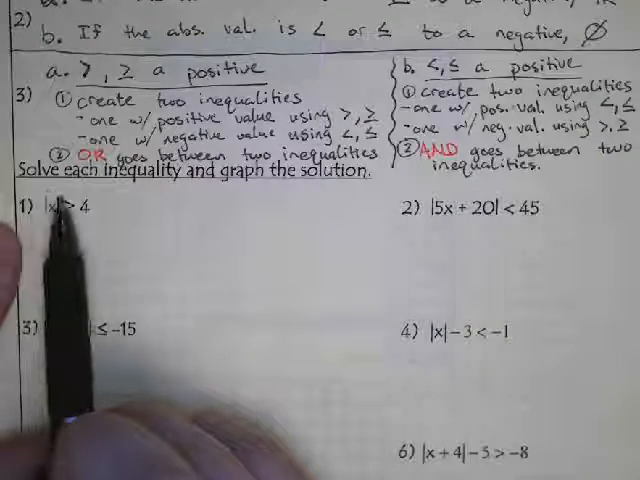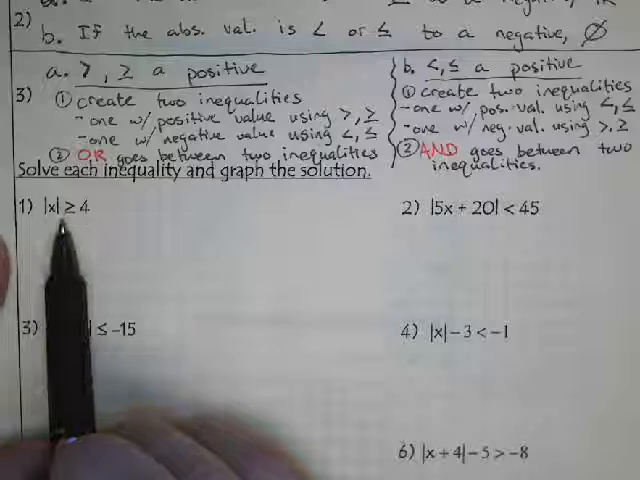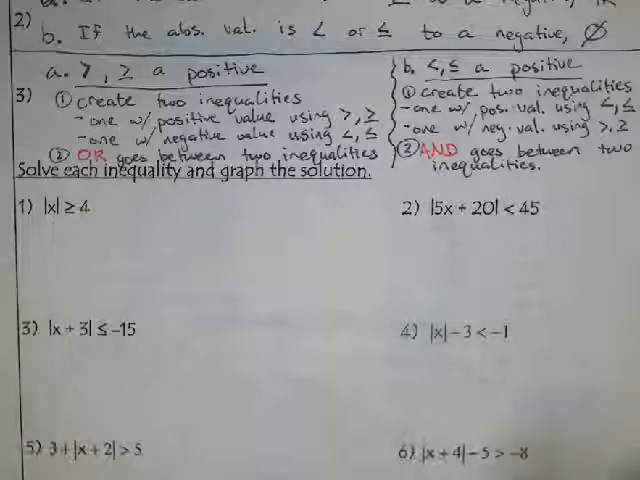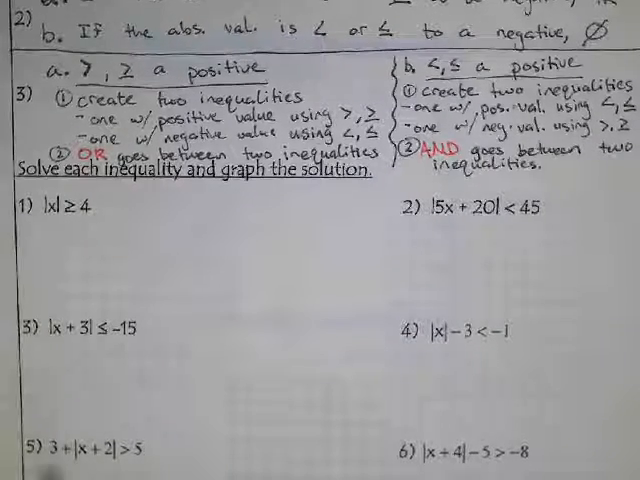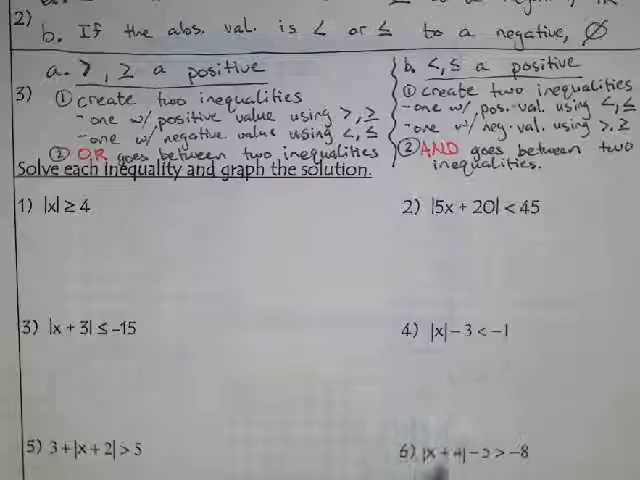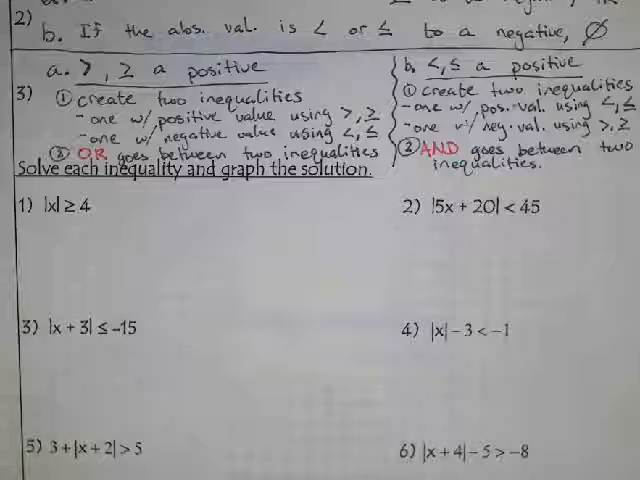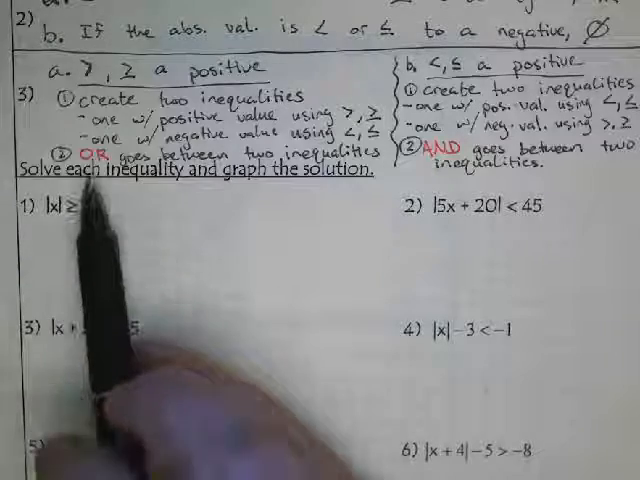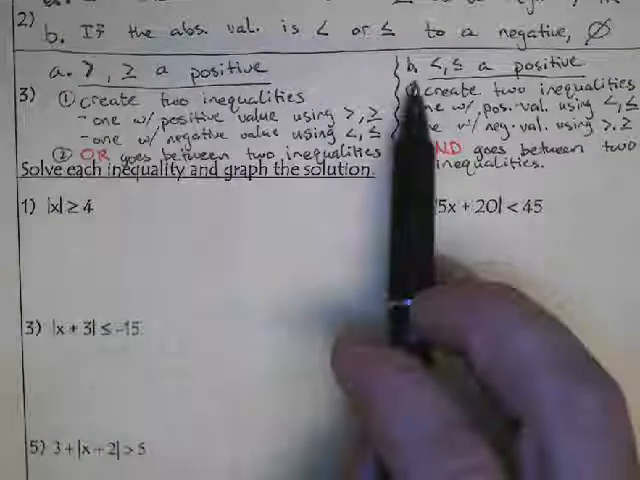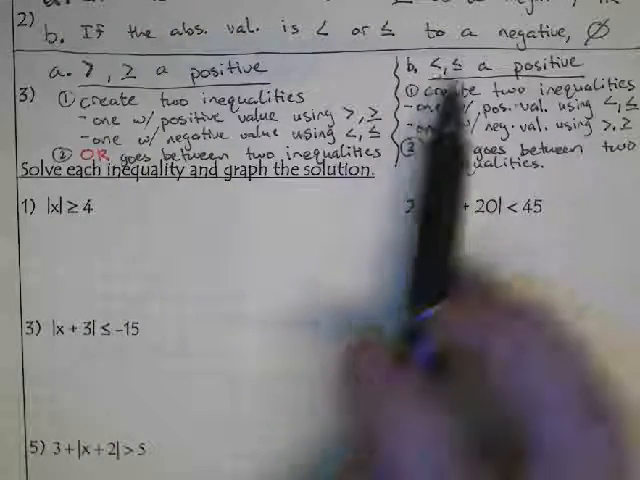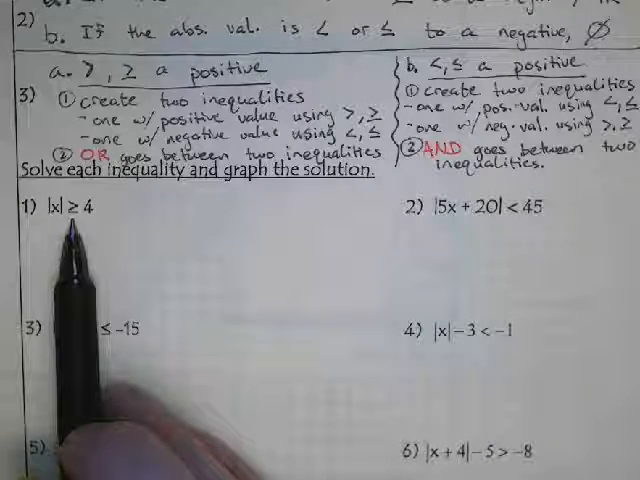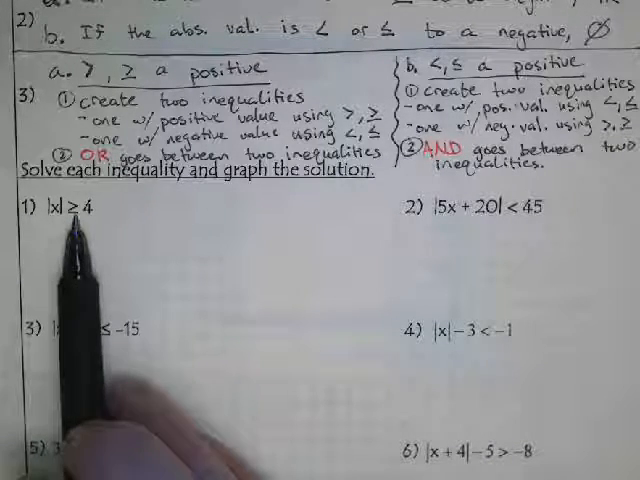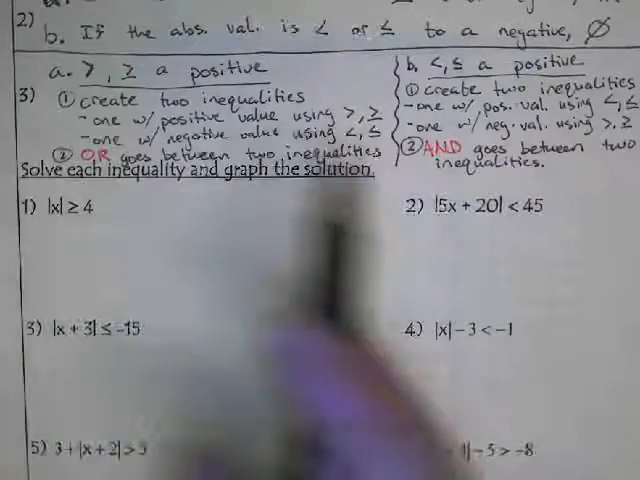Is our absolute value isolated? It is. We don't have anything on the outside of it. For example, like number 5 or number 6, there's no numbers on the outside of the absolute value to deal with, so our absolute value is isolated. Now, are we in A, where we start with the greater than or equal to, or are we in part B, where we start with a less than or equal to? We're in A, because we have a greater than or equal to. So we'll create two inequalities.